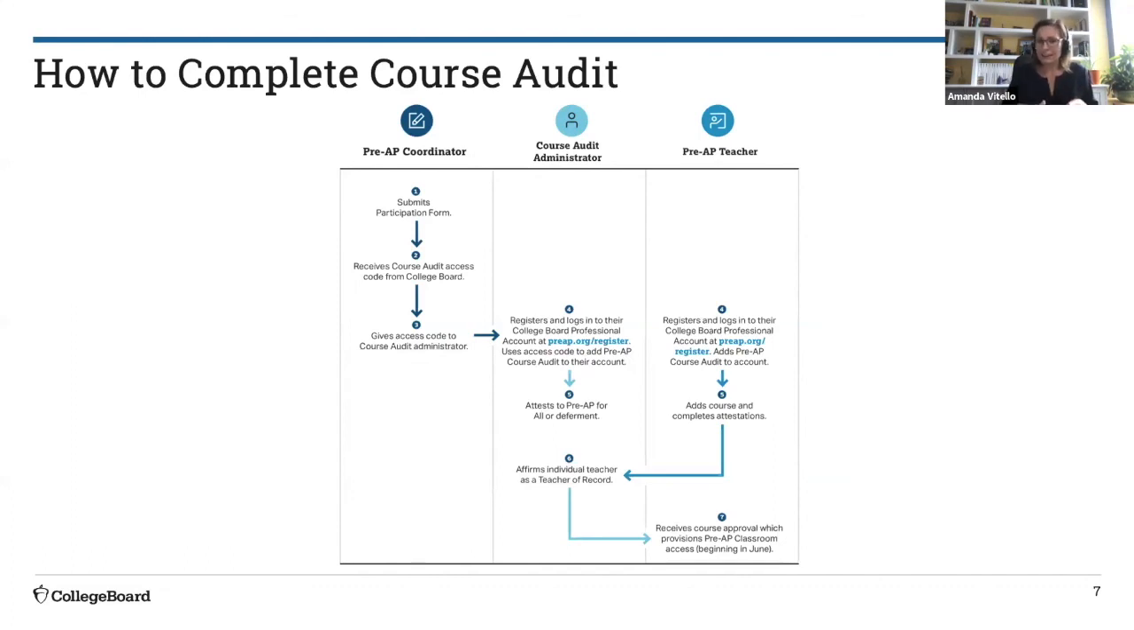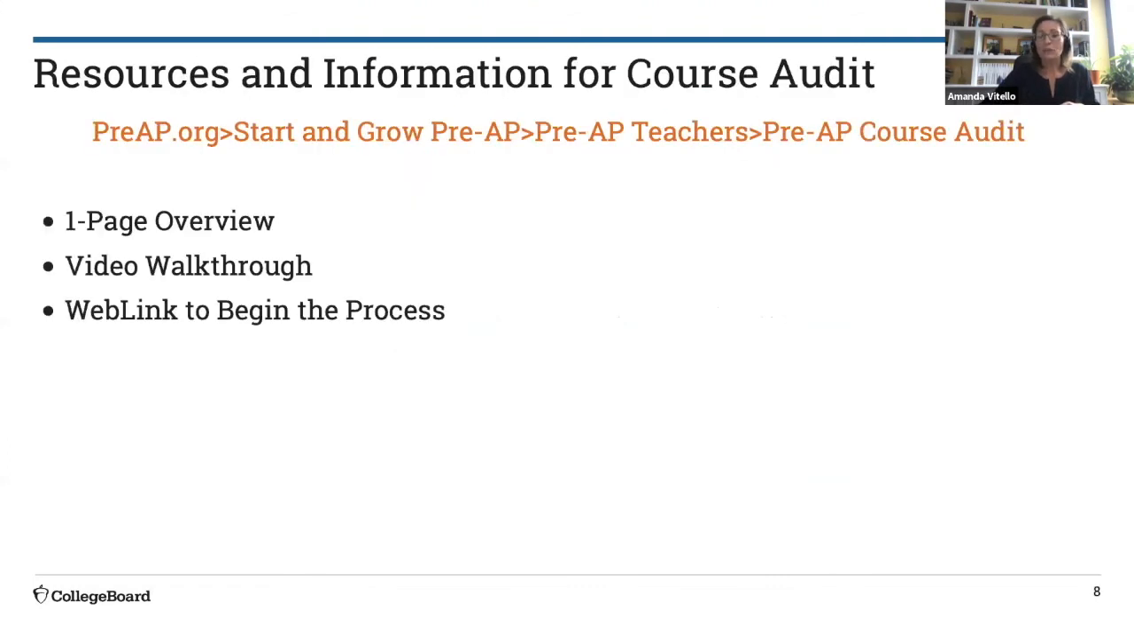Now, I know there's a lot of steps there, and so I want to make sure that you know the resources we have available to help guide you through the process. If you follow the breadcrumb trail, go to preap.org, and then on the top navigation menu, you'll see Start and Grow Pre-AP. Then navigate to Pre-AP Teachers and Pre-AP Course Audit. There you'll see the 1-page overview so you understand all of the steps.